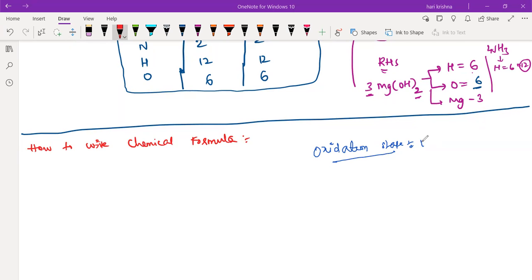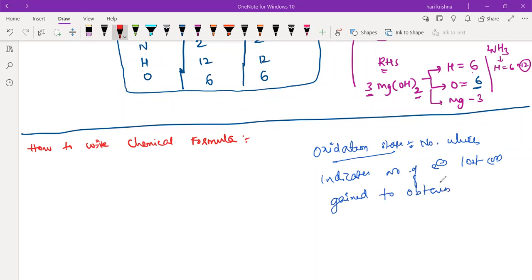Okay. It's a number which indicates the number of electrons lost or gained to obtain octet configuration in the outermost shell.